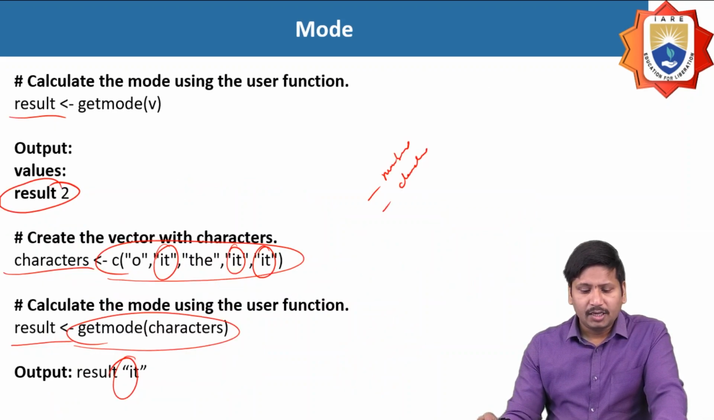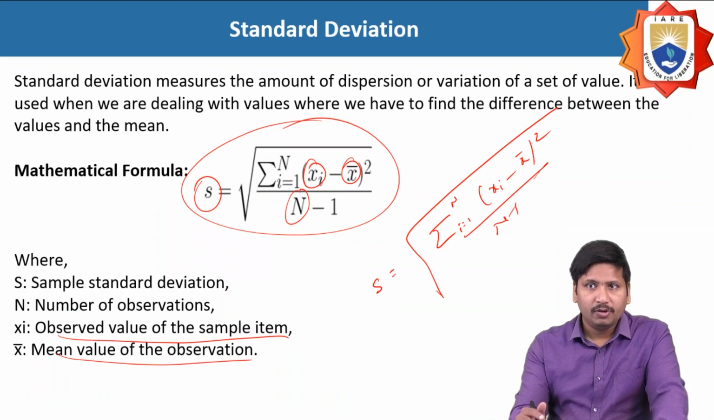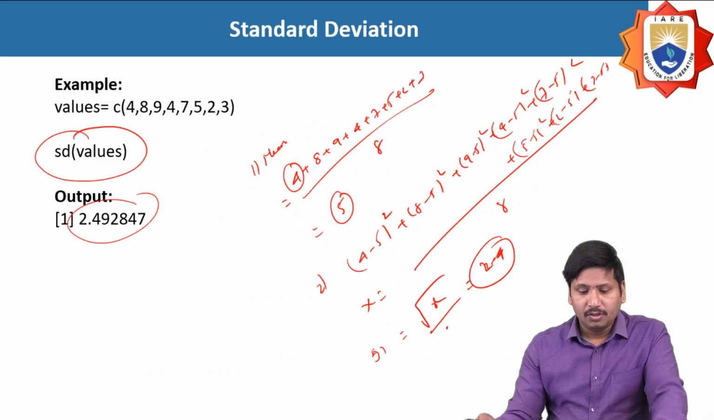This calculation of mode can also be applied to characters. And the standard deviation is calculated using this formula: the square root of the sum of (x minus x bar) whole square, divided by n minus 1.